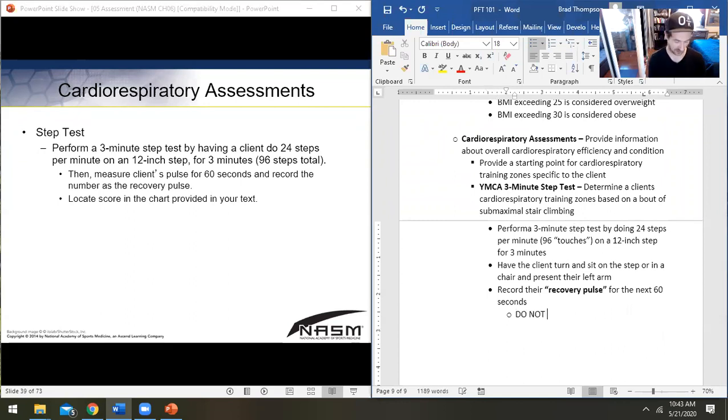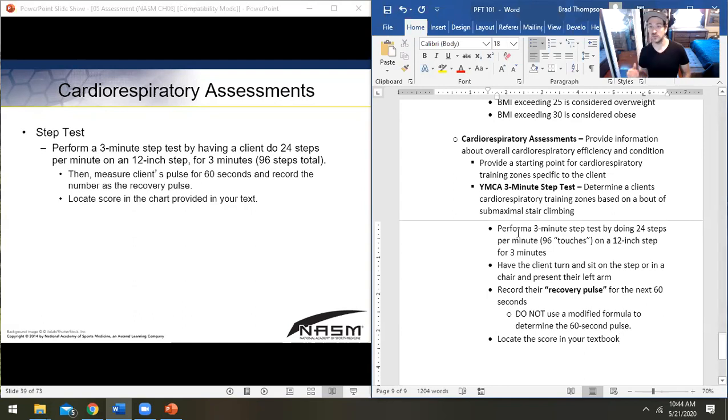Do not use a modified formula to determine the 60-second pulse. Okay, don't use a modified formula. Do not do 15 seconds multiplied by 4. Don't do 6 seconds multiplied by 10. You are measuring how long it takes their pulse to return to normal over 60 seconds, okay? And then finally, you're going to locate the score in your textbook.